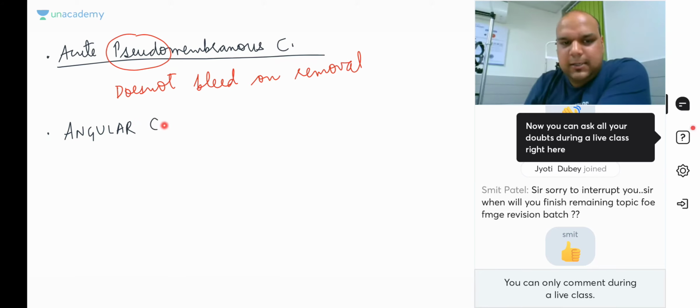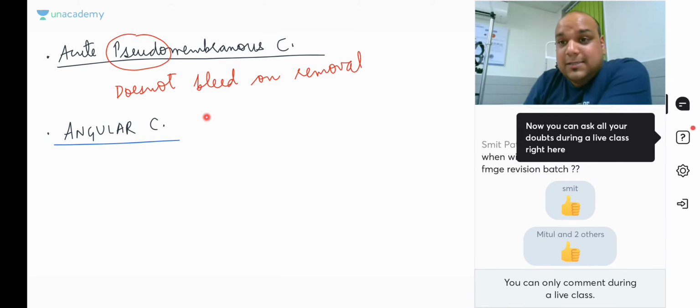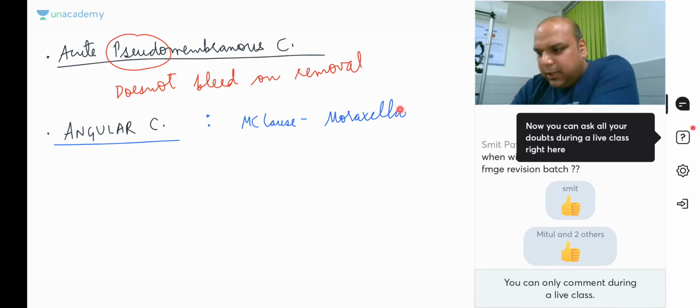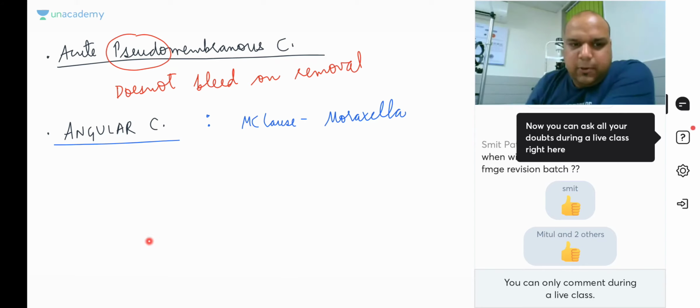Done, everybody. Now the next or last condition in bacterial conjunctivitis is an important condition again, which is called angular conjunctivitis. It is important because its cause is a rare bacteria. What is the most common cause? The most common cause is Moraxella, Moraxella lacunata, Moraxella Axenfeld. Am I clear, everybody?